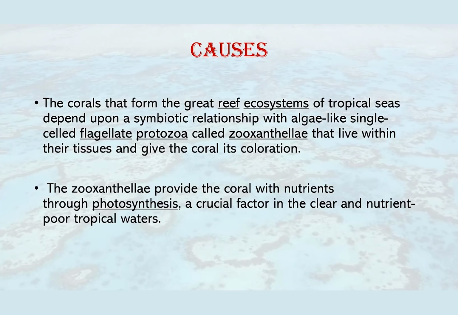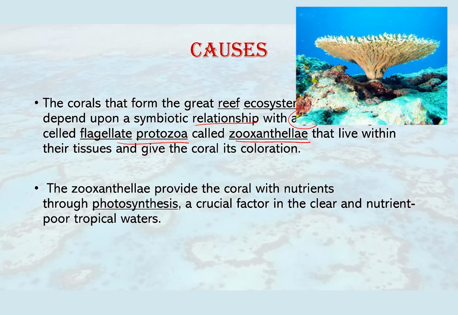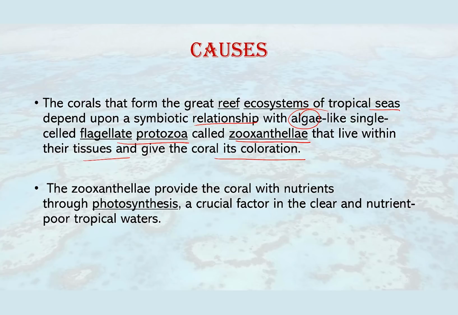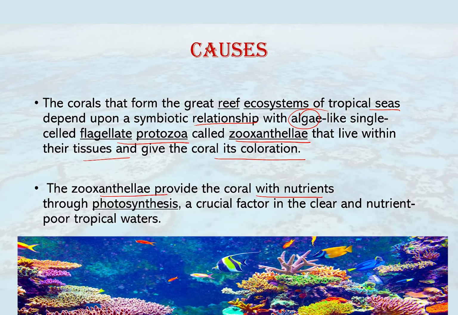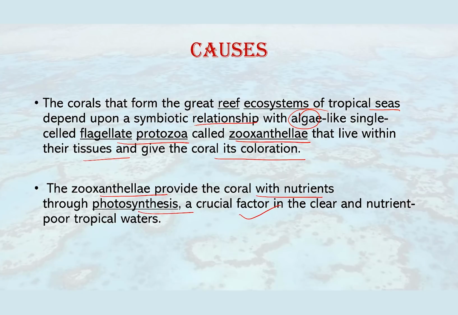See, the corals that form the great reef ecosystem of tropical seas depend upon a symbiotic relationship, as I told you, with the algae-like single-celled flagellate protozoa called zooxanthellae. So this is the algae that live within their tissues and give the coral its coloration. So corals are very colored. Zooxanthellae provide the coral with nutrients also through photosynthesis. That is a crucial factor in the clear and nutrient poor tropical waters.